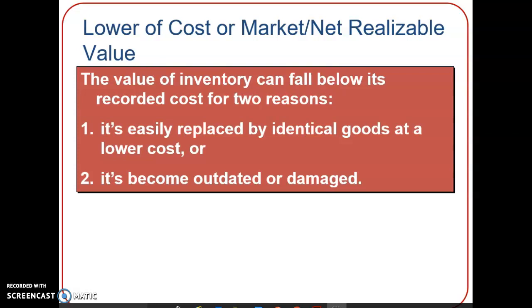Outdated, if you are a merchandiser who carries clothes, and you have a bunch of clothes from last year, last winter, and you hold on until this winter, most likely the style of the clothes will become so outdated that you will be lucky to get half of the cost back. Alright, so those are the reasons why we have to adjust the value of our inventory, unfortunately, all the time downward.